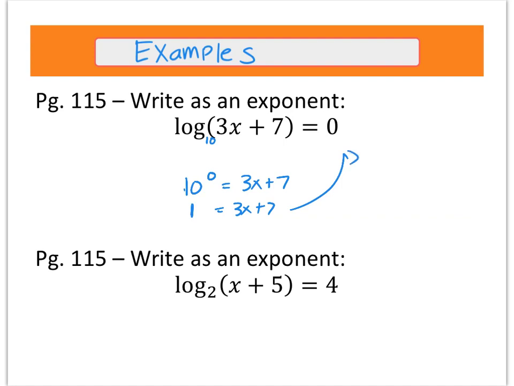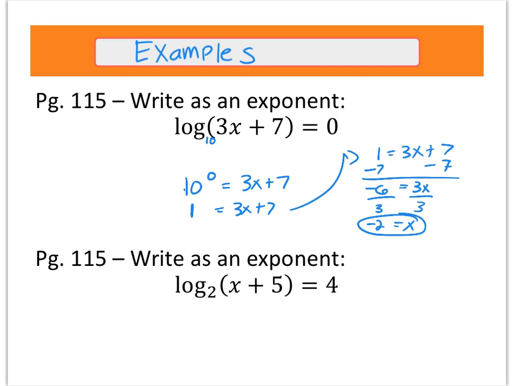And this is just a linear function. So 1 equals 3x plus 7. We're going to subtract 7 from both sides. So that's negative 6 equals 3x, divide by 3, divide by 3, negative 2 equals x. And we could go check that by plugging that back into the equation, but I'm not going to have you do that for now.